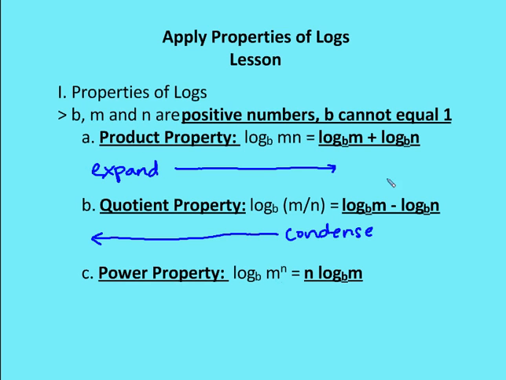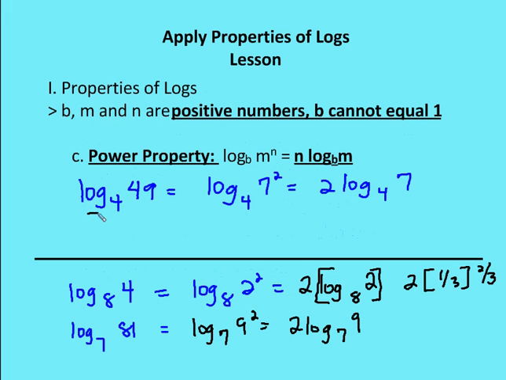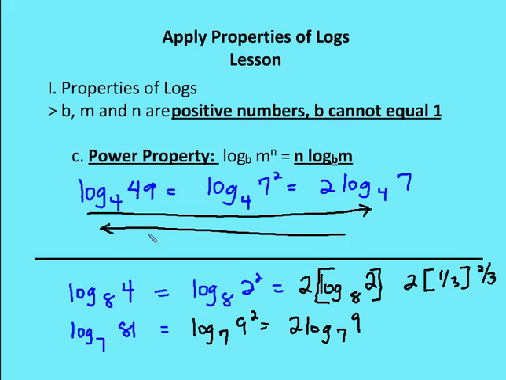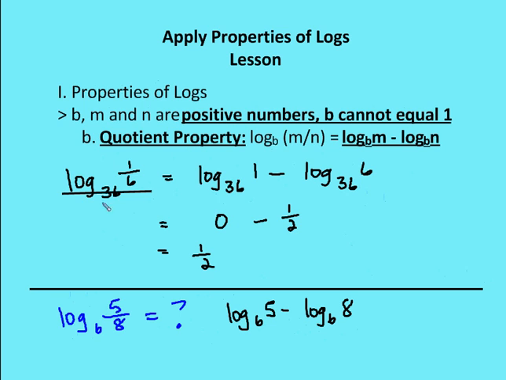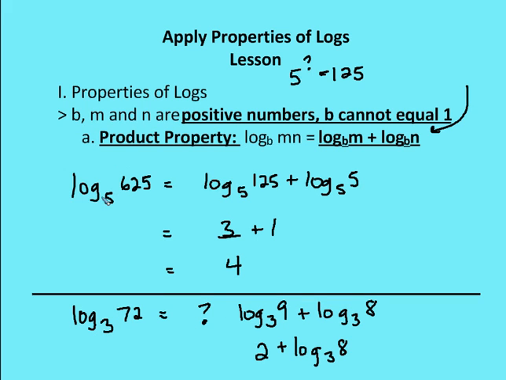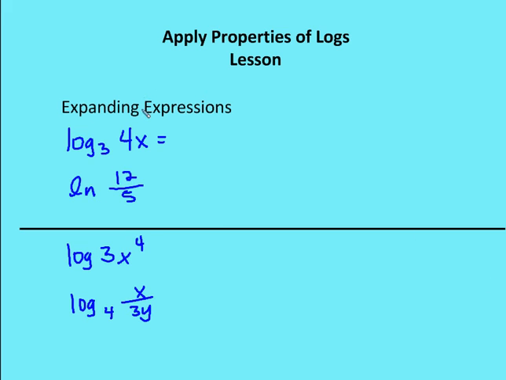All right, so in expanding, we'll go through some of these problems that we just went through. So expanding, I'm expanding in this direction, and then I'm condensing in this direction for the power property. Right? For the quotient property, I'm expanding to the right, and then I'm condensing when I move to the left. And then finally, the product property, I'm expanding or separating the factors out, condensing, combining them together into a single log.